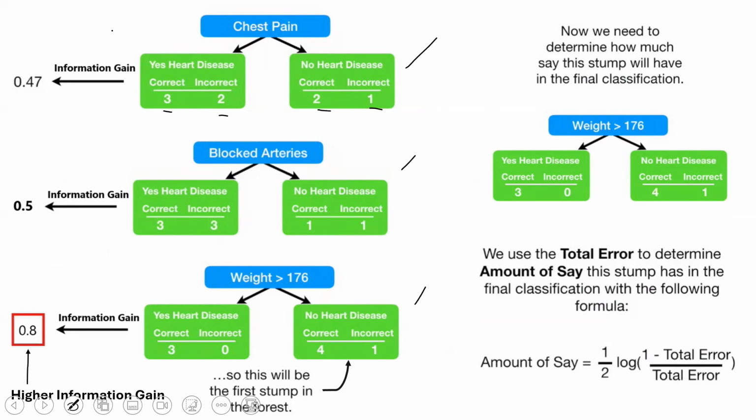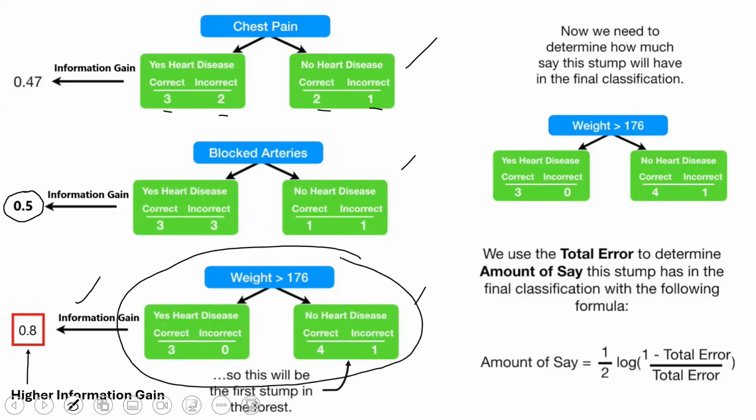But the whole thing comes down to this. If you look at this, information gain for this particular tree is 0.47, information gain for blocked arteries is 0.5, whereas the information gain for weight greater than 176 is 0.8. So when you have higher information gain, you will use that particular tree as the initial stump. So now we have decided that this is the first stump we want to go with because it has the highest information gain.